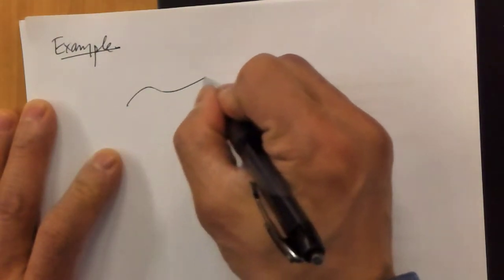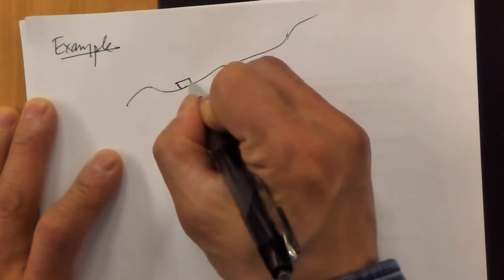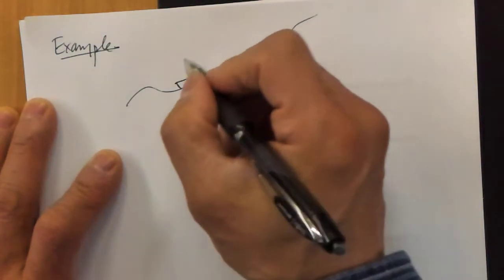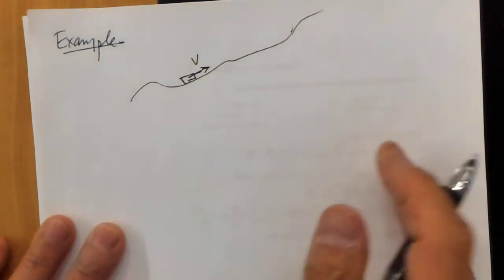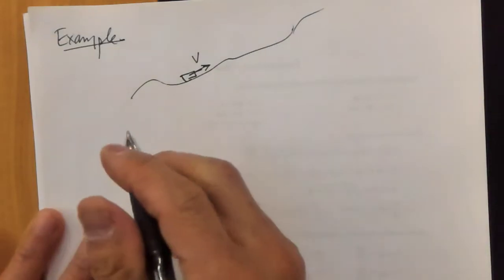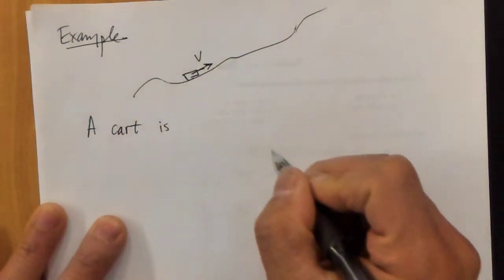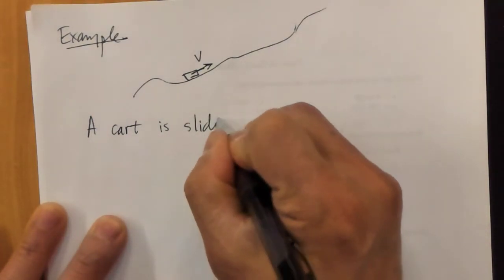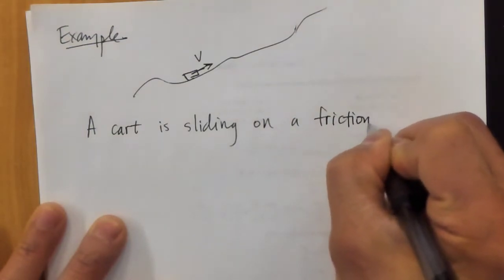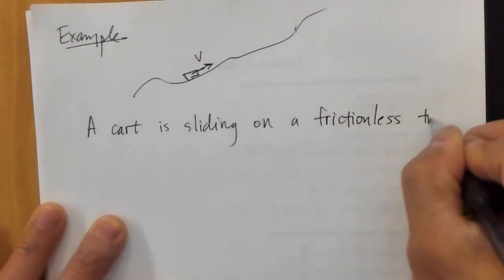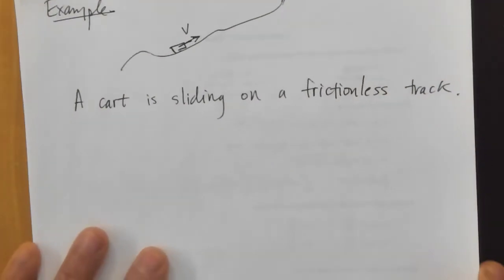Okay, let's say we have some, that's supposed to be just a very complicated track. And we have some initial, we have a cart on this track. I have a ball, this time it's a cart. So let's say a cart is sliding on a frictionless track. By track, I mean this kind of a thing you see right here.